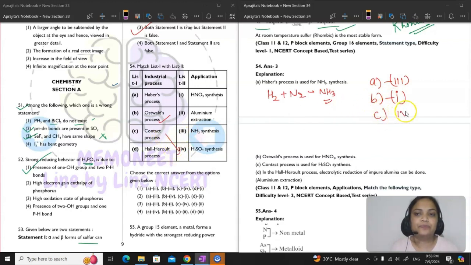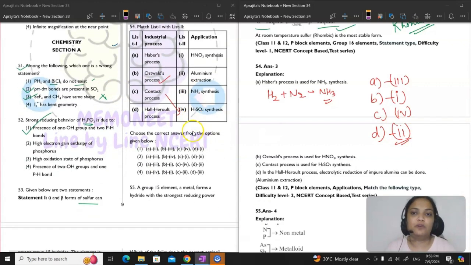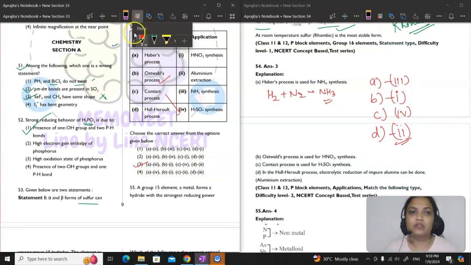And Hall-Heroult's process actually comes under a metallurgical process. It is used in the extraction of aluminium. So it's one of your metallurgical processes. So A3, B1, C4 and D2, the answer is option number 3.